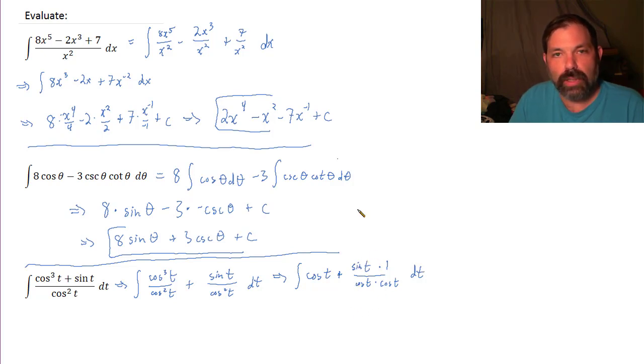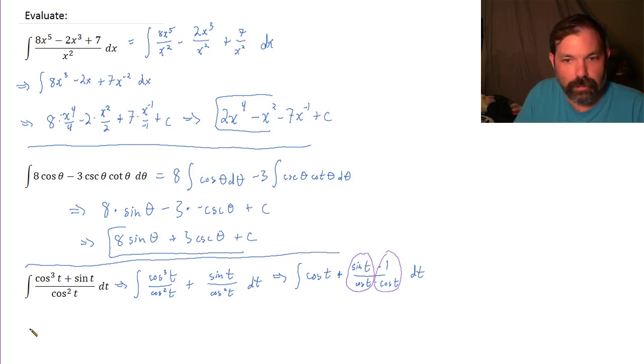And now if I look at these two, if I think of these factors separately, I've got sine t over cosine t, and I've got a 1 over cosine t being multiplied. And if you remember a little bit from trigonometry, this is the integral of cosine t plus tangent t secant t dt.